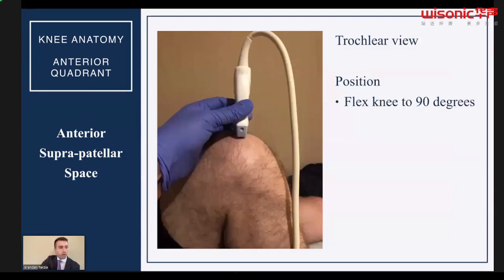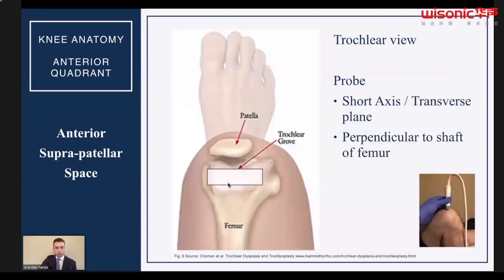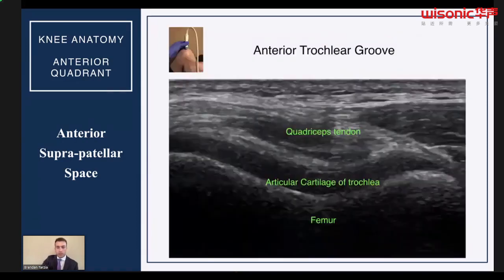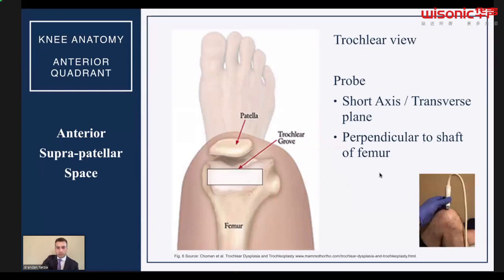And then one of the last ones we're going to go over here in that suprapatellar space is the trochlear view of the knee. This is the only one where we have to change positions of the knee. You're going to have a full 90 degrees flexion of the knee here. If this is the ultrasound probe, you're looking down at the trochlear groove. The patella is going to be more anterior to that. You're going to hold it in that transverse or short plane, perpendicular to the shaft of the femur here.